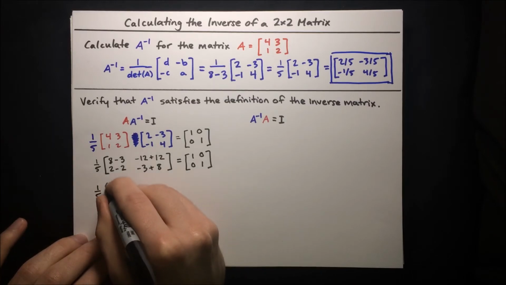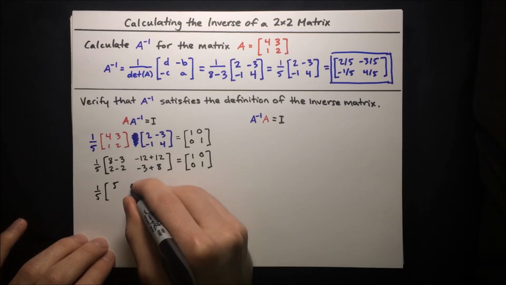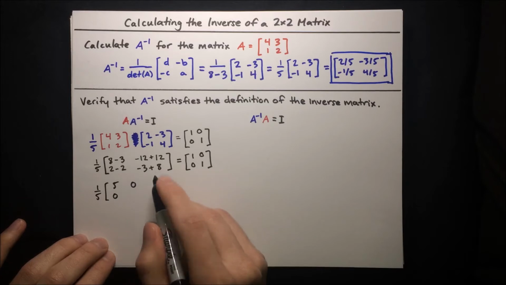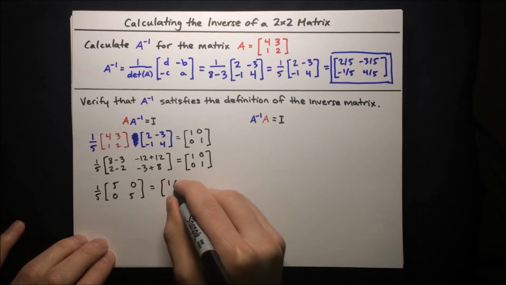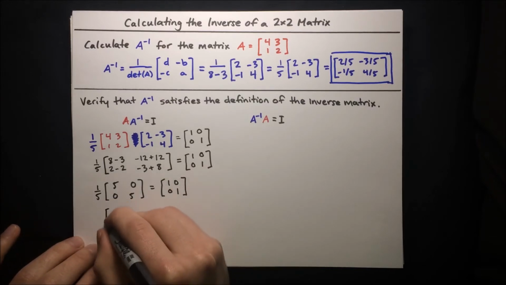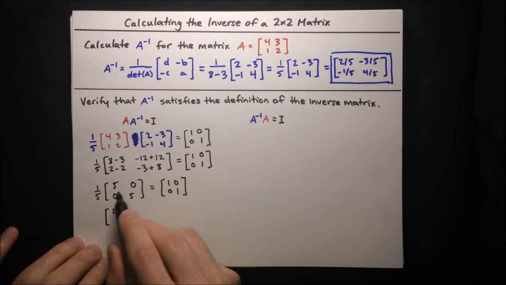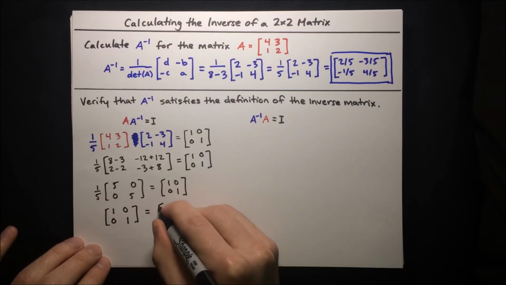This is 1/5, and then 8 minus 3 is 5, and negative 12 plus 12 comes out to 0. 2 minus 2 also comes out to 0. Negative 3 plus 8 comes out to 5. So it's looking pretty good. Is this the identity matrix? Well, 5 times a fifth is just 1, so 1's on the diagonal. And then 0 times a fifth is just 0, so 0 is elsewhere. So yeah, this works out.